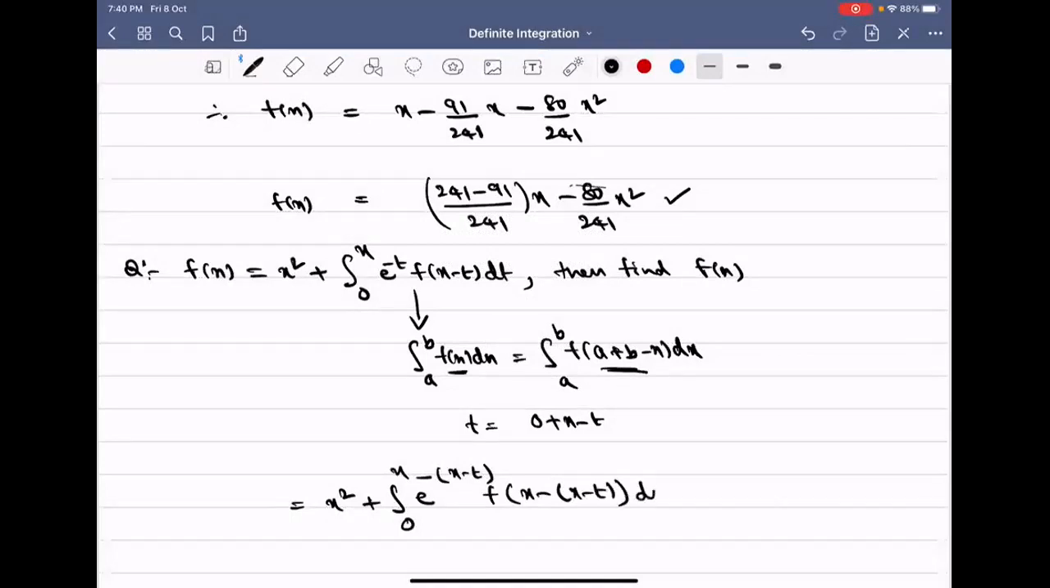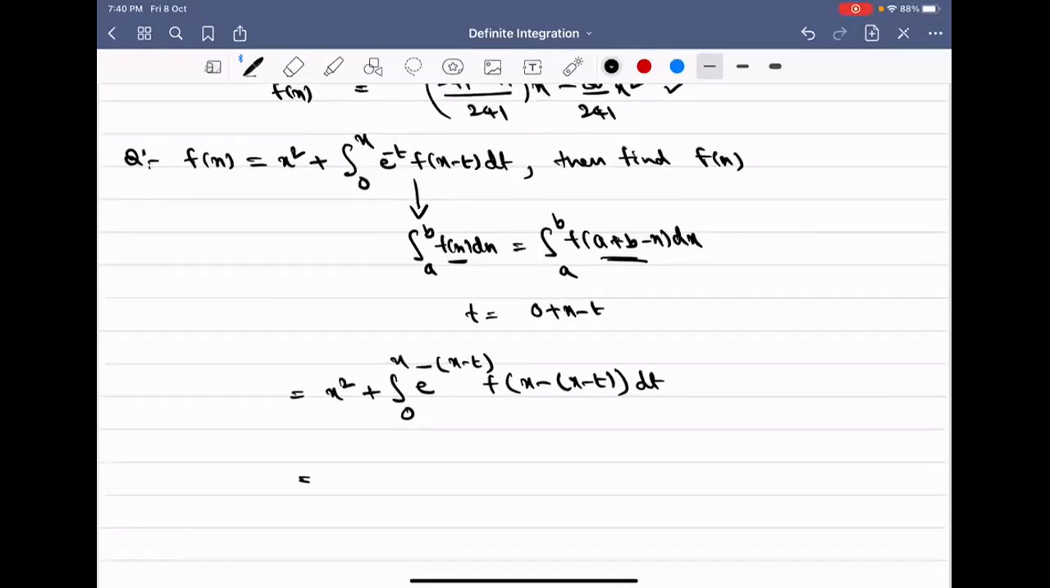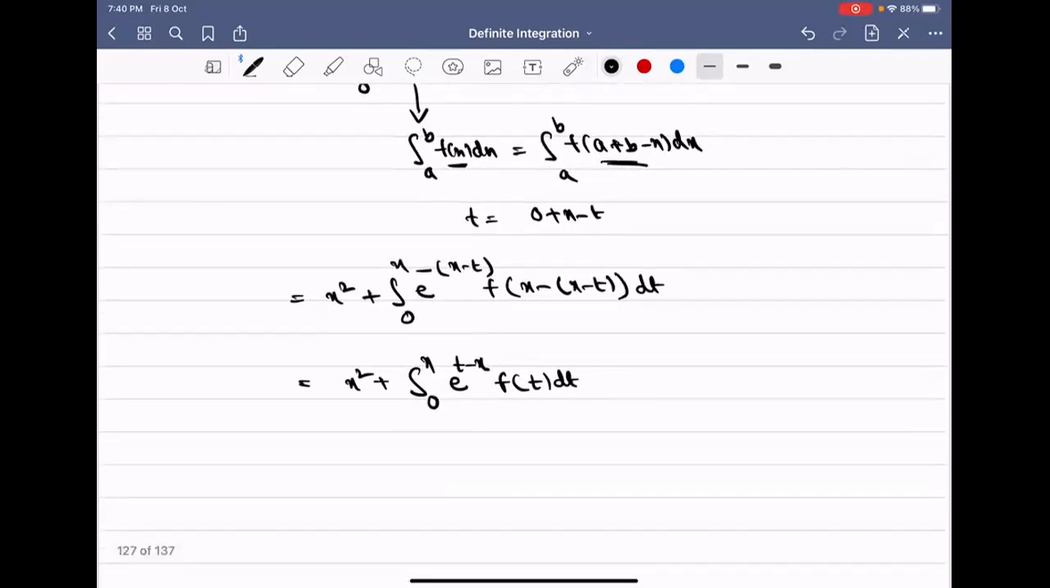So this is equal to x square plus the integration from 0 to x of e power t minus x, and minus x plus t also, into f of t dt, since the x's cancel. Now we can write the external variable outside, because this is x square. This can be written as e power minus x outside, times the integration from 0 to x of e power t f of t. Now this is in standard form. Here only the internal variable is inside, and the external variable is outside.